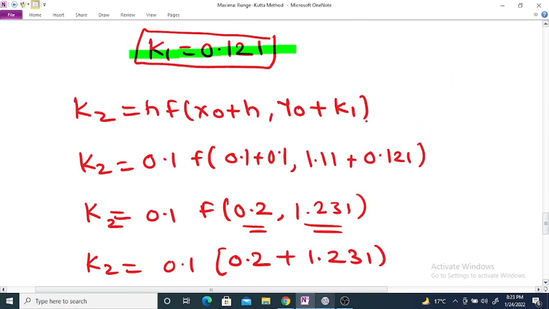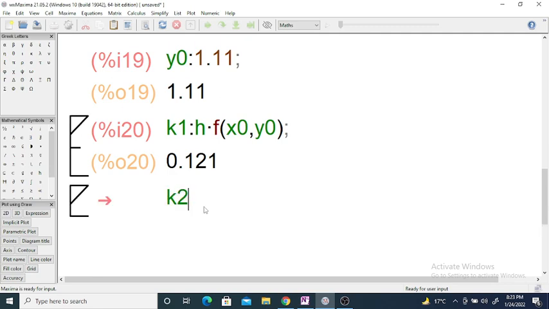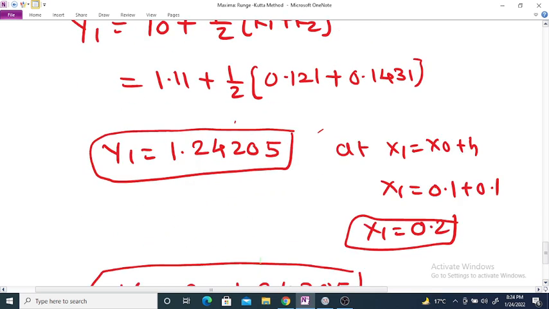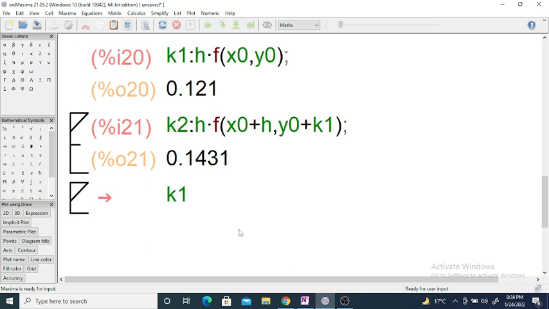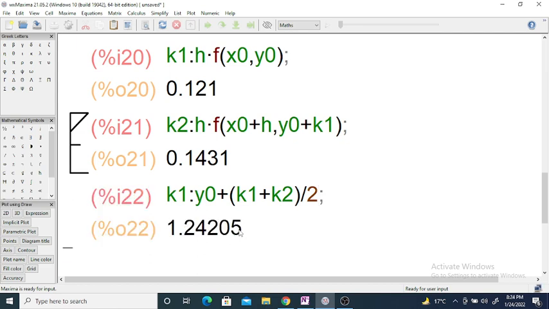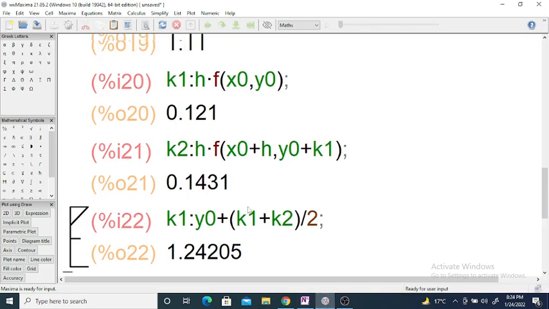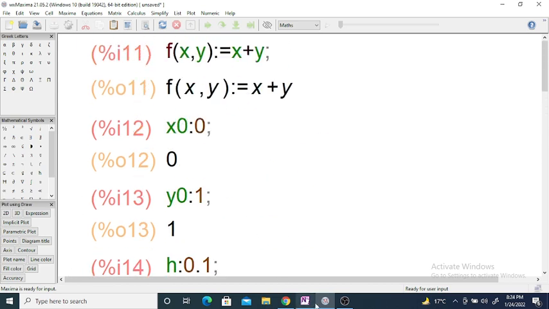You can check k1. Now next k2 is equal to h f of x0 plus h, y0 plus k1. So it is 0.1431. You can check here, this is the value of k2. And finally y1 is equal to y0 plus h by 2 of k1 plus k2. Now if you enter it, it is 1.24205. So hope you understood how to solve this Runge Kutta method in Maxima.